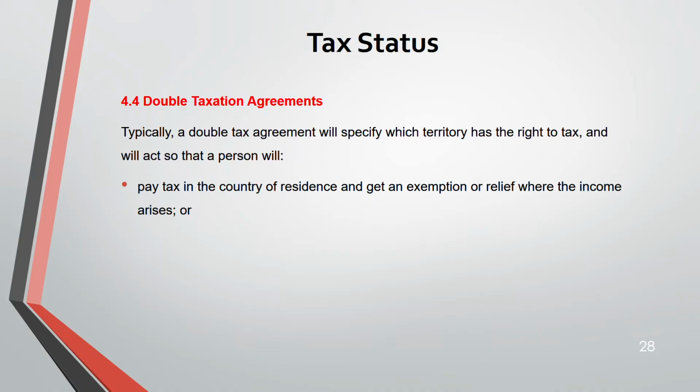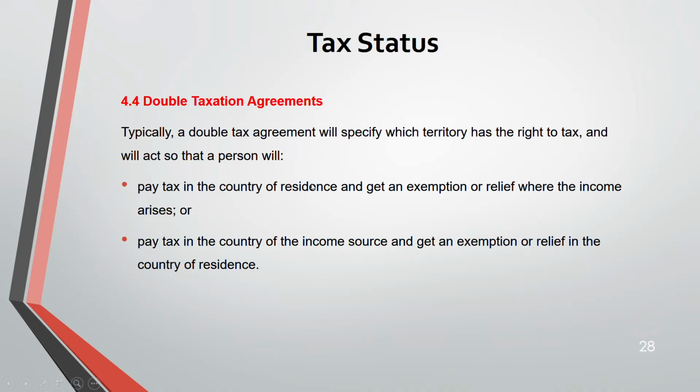He might pay the tax in the country of residence and get an exemption or relief where the income arises. Income might arise in some other country. There he might get exemption or relief and pay tax in the country of residence. Or pay tax in the country of income source, the country where the income is coming from, and get an exemption or relief in the country of residence. Other way around.